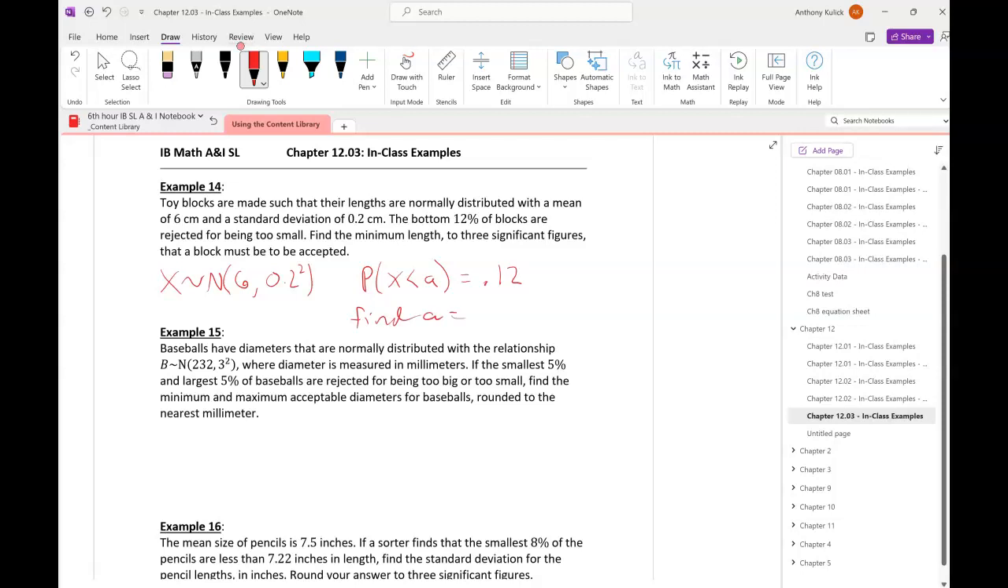So translating that to symbols, the first sentence just tells you the type of distribution, right? The second sentence then says the bottom 12% of blocks are being rejected for being too small. So the probability that your block is less than some value should be 12%. We just need to figure out what that value is. Does that make sense on how I've changed this into symbols? And now it looks just like the questions we started with, right? All right. Can you do it?